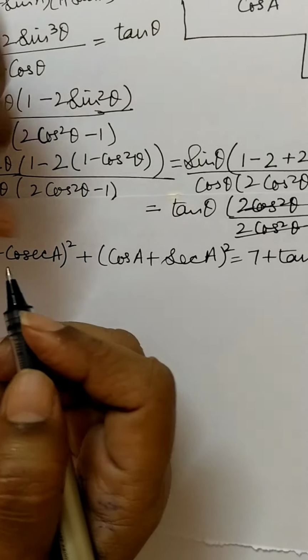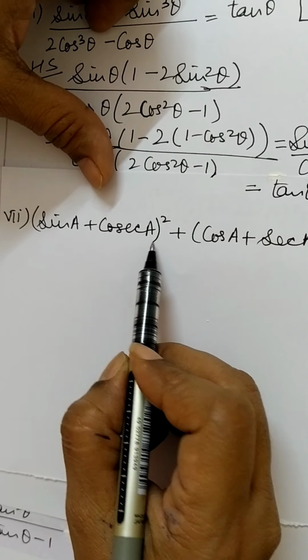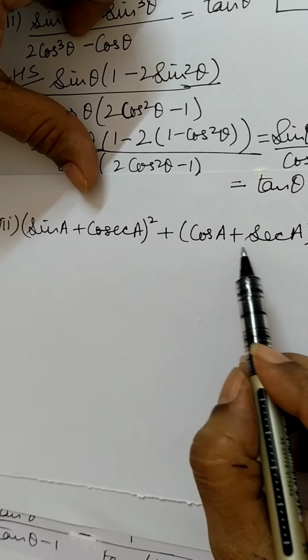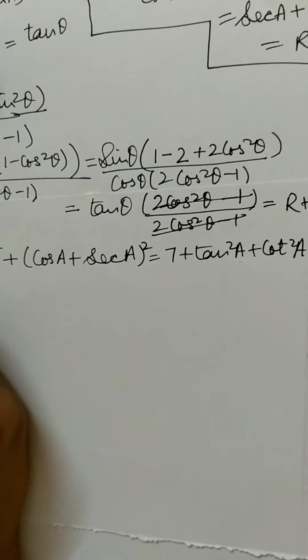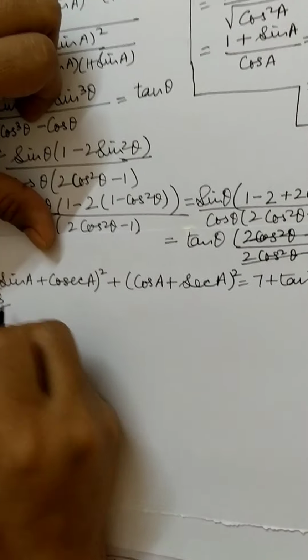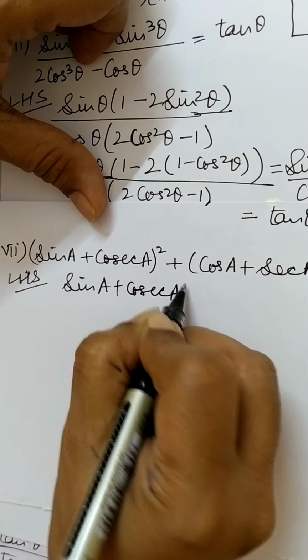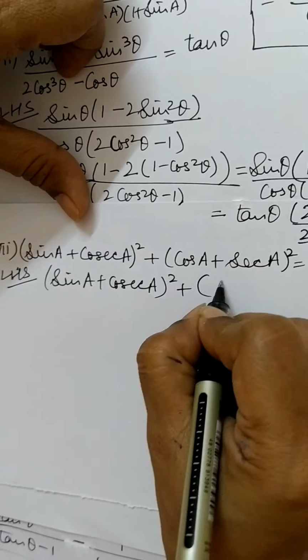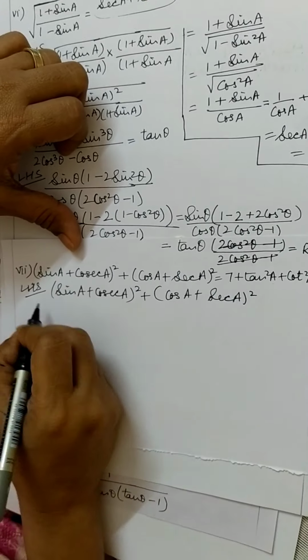Now next, another part we are doing. We have to prove that the square of sin A plus cosec A plus the square of cos A plus sec A is equal to 7 plus tan square A plus cot square A. Let us consider LHS. Sin A plus cosec A whole square plus cos A plus sec A whole square.